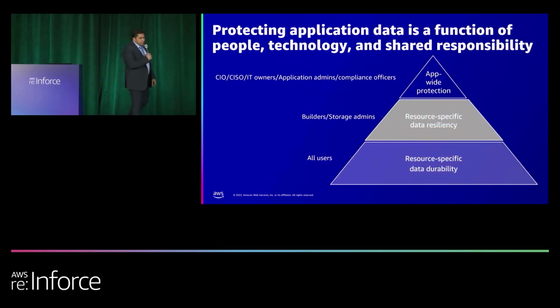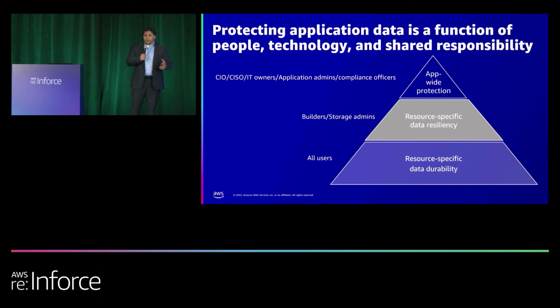So we looked at the teams. We looked at what could be a composition of an application, and we looked at the shared responsibility model. So protecting application data is a function of all three. It is a function of the teams, the people, having the right organization culture and making sure that people are aware and take a proactive approach to protecting their applications and making sure that they can recover them.